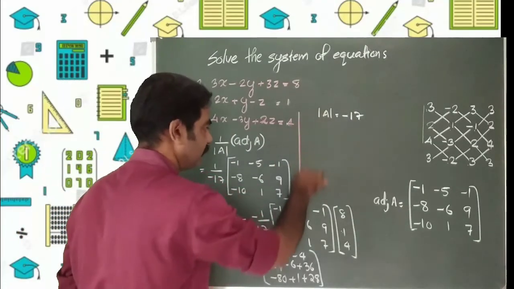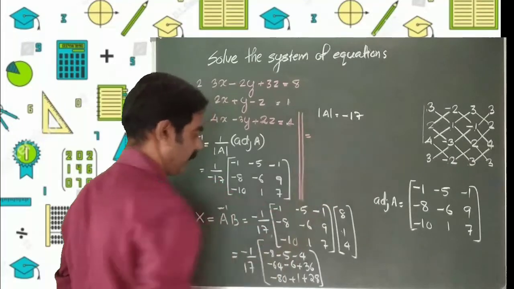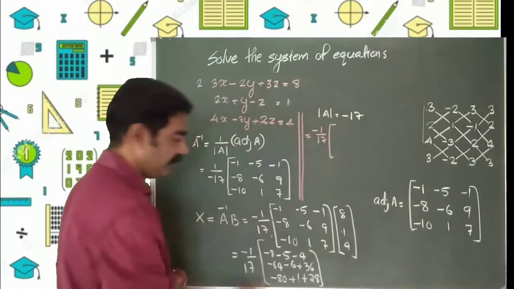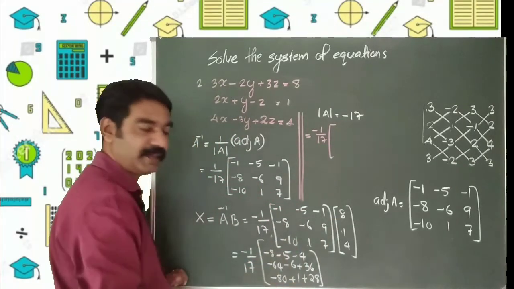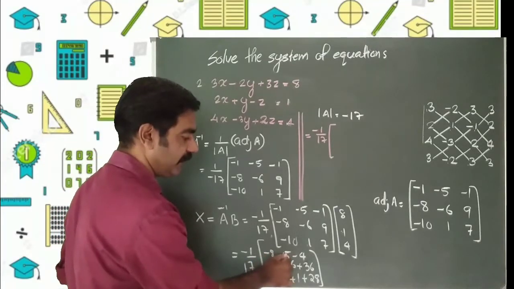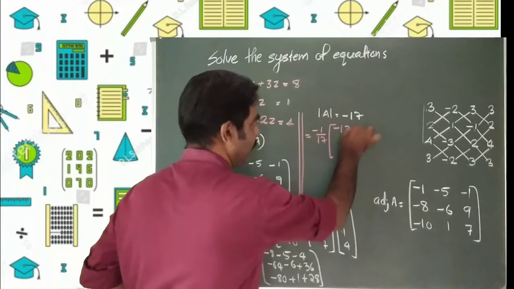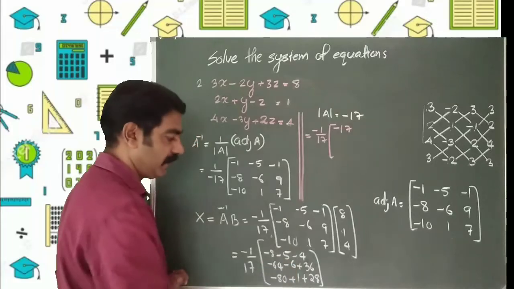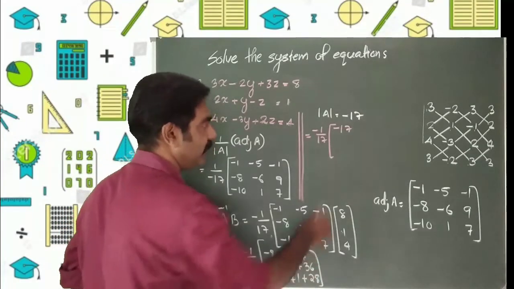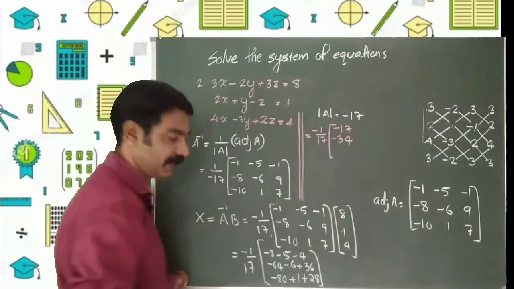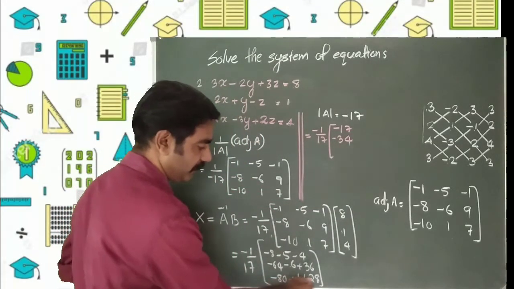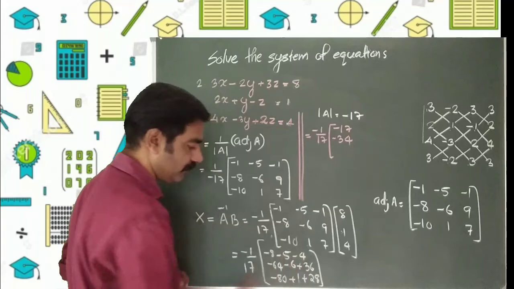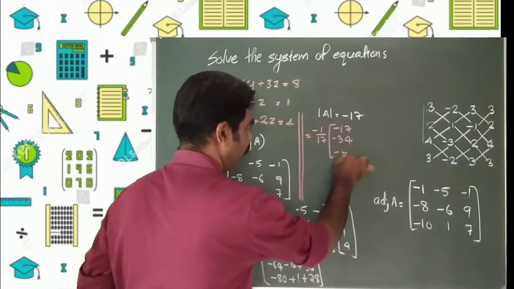That's equal to minus 1 by 17 into... See, minus 8, minus 5, minus 4. Minus 8 and minus 5 become minus 13, and minus 4 becomes minus 17. Then minus 64, minus 6 become minus 70. Minus 70 plus 36 is minus 34. Then minus 80 plus 1 plus 28. 28 plus 1 is 29. Minus 80 plus 29 becomes minus 51.